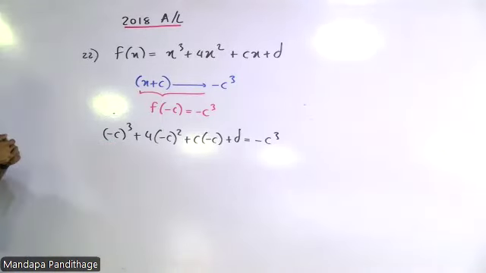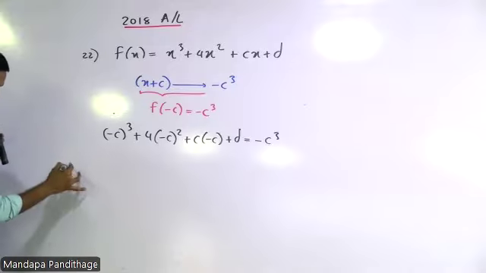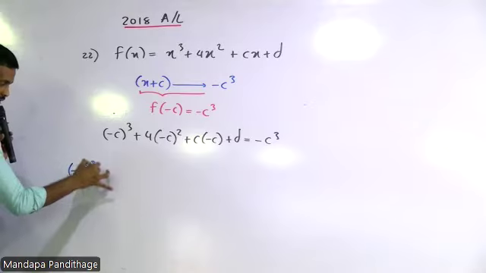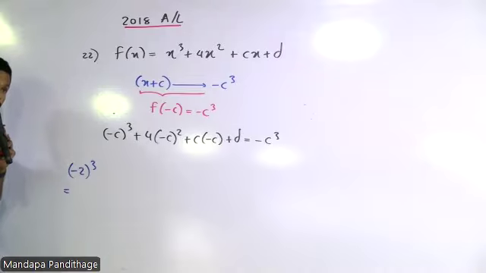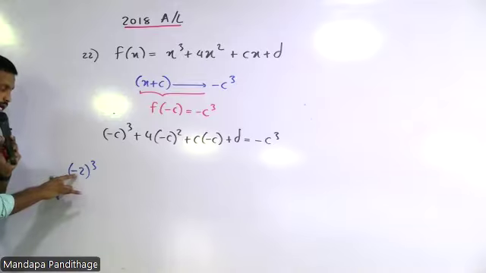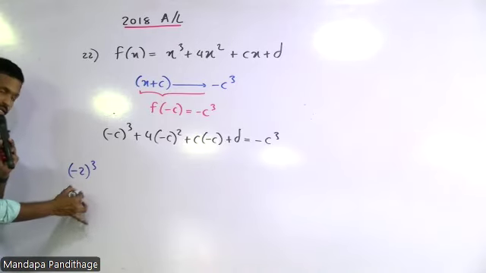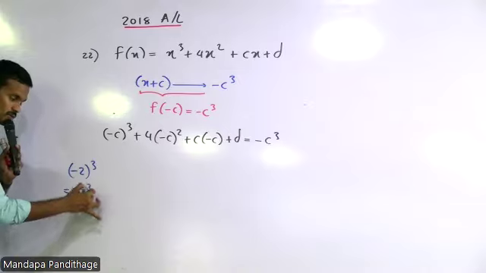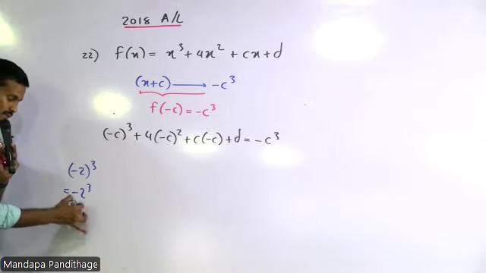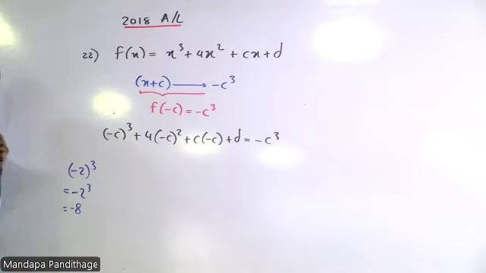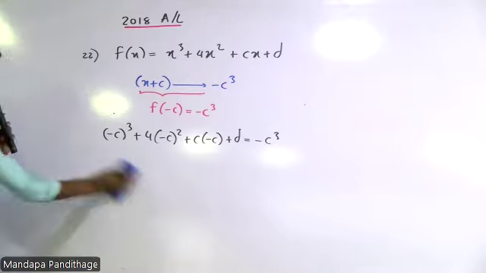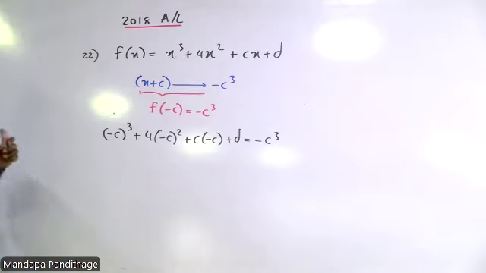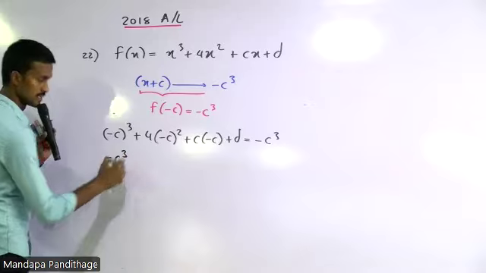Look at this. If I ask you to find the value of minus 2 cube, what is the value of minus 2 cube? It's minus 8. So how did minus 8 come? The cube of a minus number is minus. 2 cube is 8, then we got minus 8. Clear? So in that case, when we simplify minus c cube, what is the answer that we should get? This is equal to minus c cube. Clear?